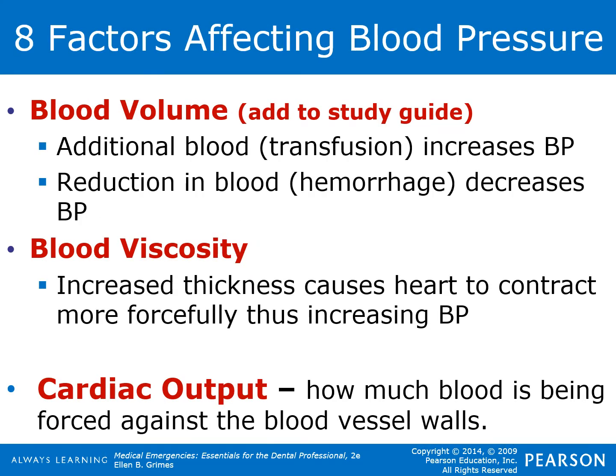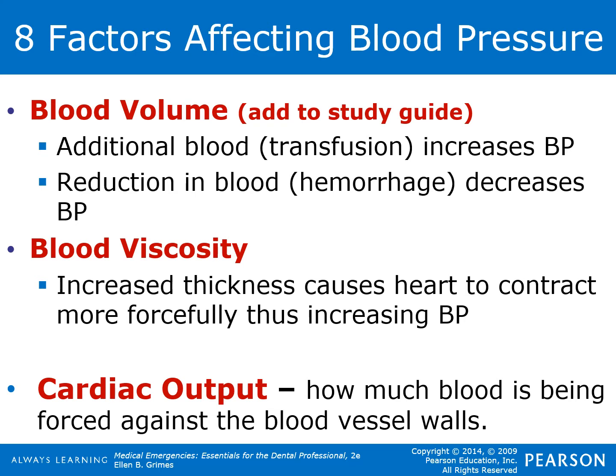Blood volume: additional blood or a transfusion increases the blood pressure. Reduction in blood, as in hemorrhage, decreases the blood pressure. So if you're hemorrhaging somewhere in your body, your blood pressure is going to fall. And if you get additional blood volume from a transfusion, it will increase.